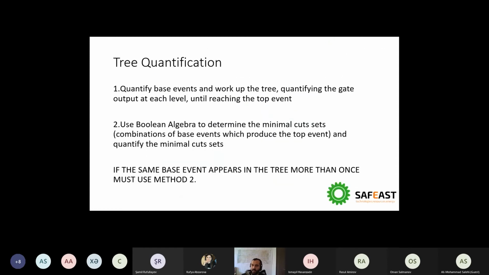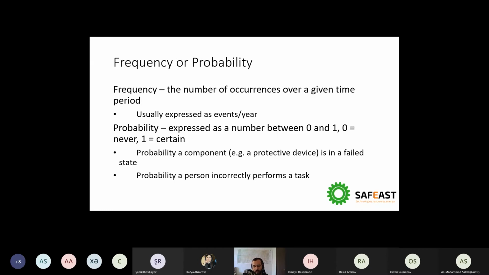And tree quantification. As I said, tree quantification is always based on the events, and you need to work from down to up, and sometimes you need to use Boolean algebra. I will tell you what Boolean algebra is in a minute. But before that, frequency or probability.